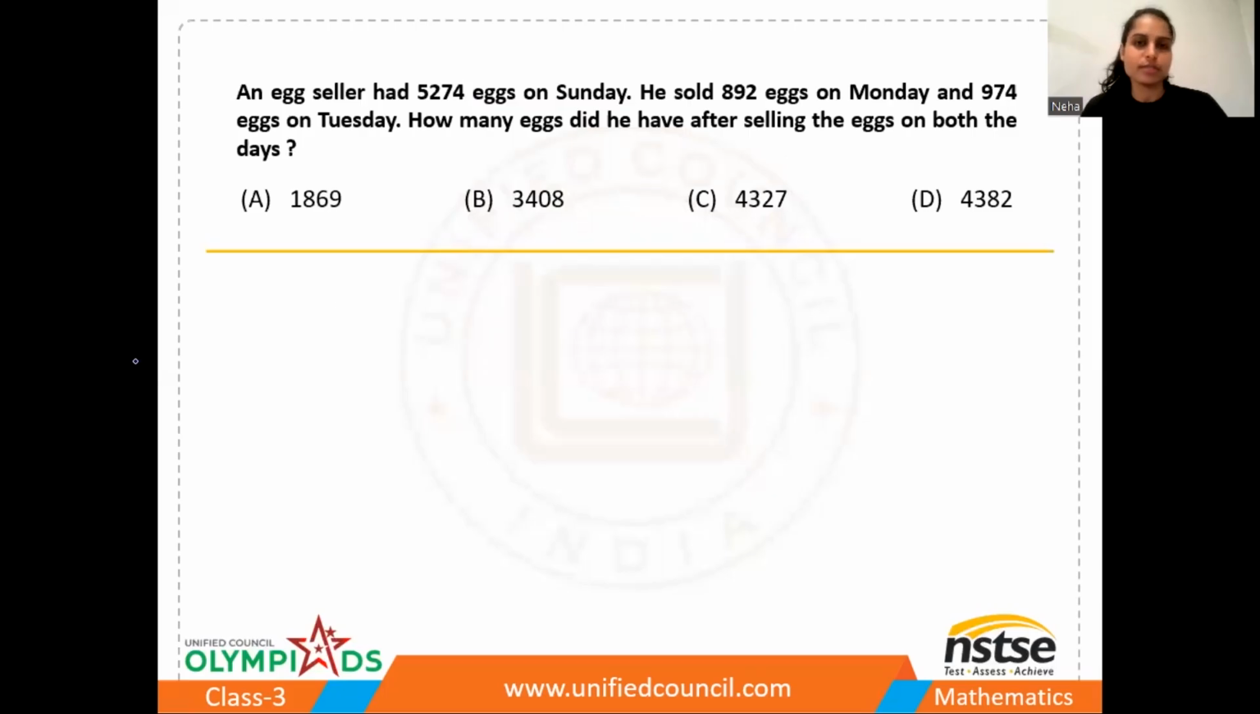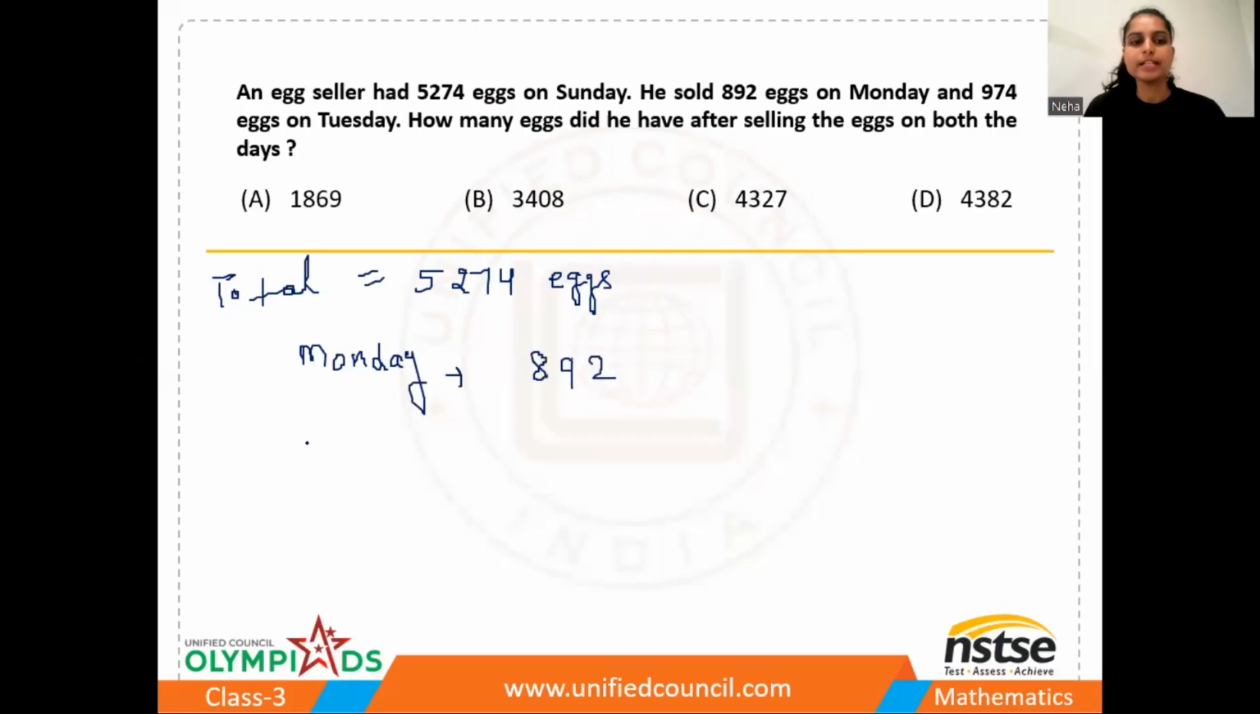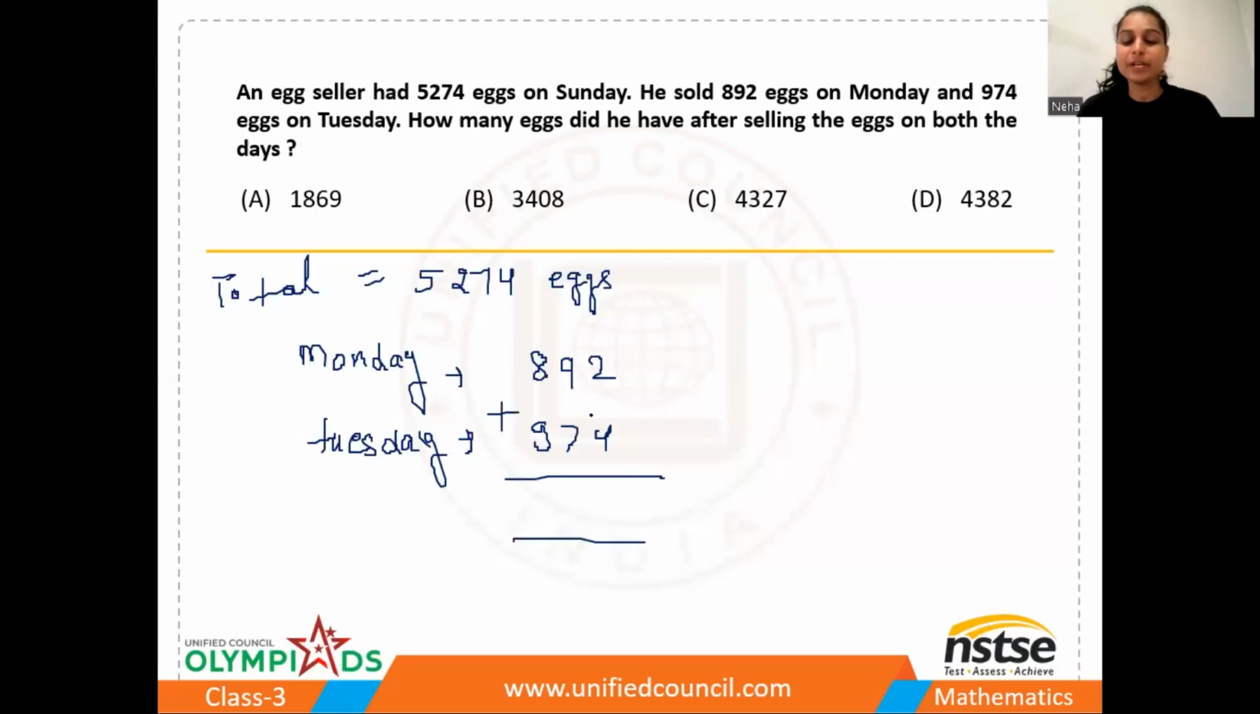Okay, so first of all, the first thing that comes to my mind is that he has a total of 5,274 eggs, right? Now he sold on Monday 892 eggs, and on Tuesday he sold 974 eggs. So how many eggs in total did he sell? That means we have to add these two numbers.